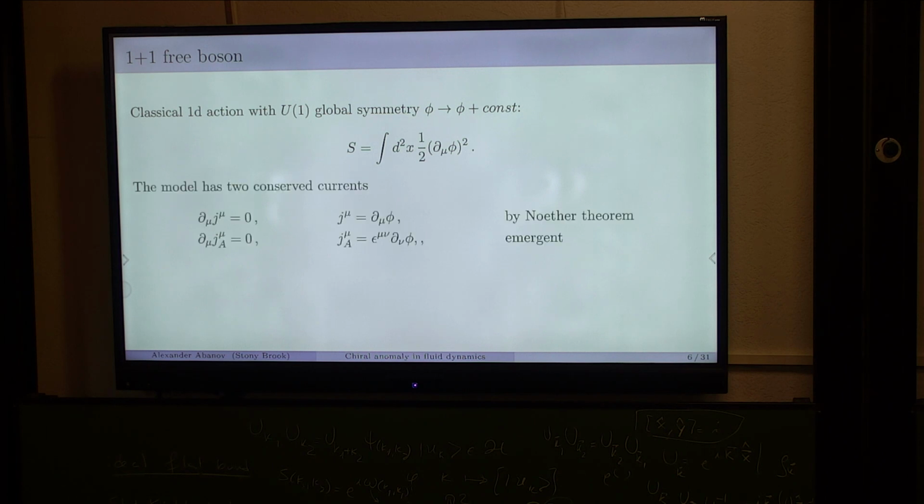This model has 2 conserved currents. One is the current which is conserved due to Noether's theorem, and there is another one, the so-called emergent current, which is conserved trivially, just because partial derivatives commute. So we can try to introduce background gauge fields coupled to both conserved currents independently.